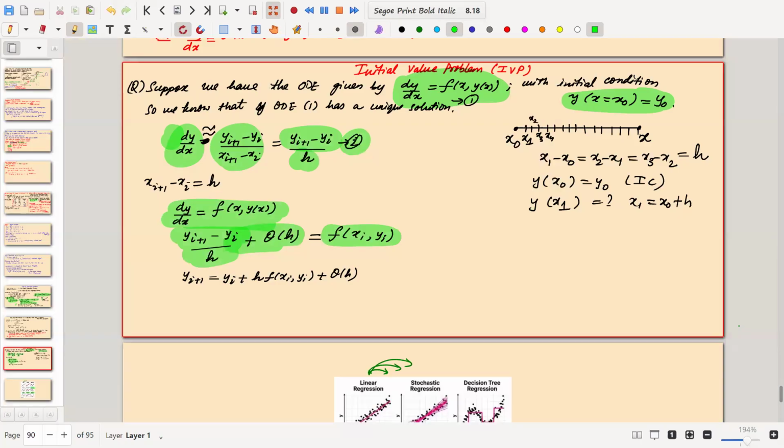Our job is to find the y value at the futuristic point, that is yi plus 1. Yi is in the past, so we can already get that. If you want to find y1, it will depend on y0. Y0 is already given to you. So you can find y1 based on y0. After y1 is found, you can find y2 based on y1. After y2 is found, you can find y3 in terms of y2. That's what is going on in neural networks. That's what is going on in deep learning. The futuristic value depends on the past.